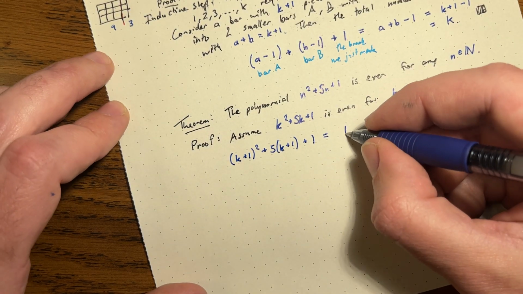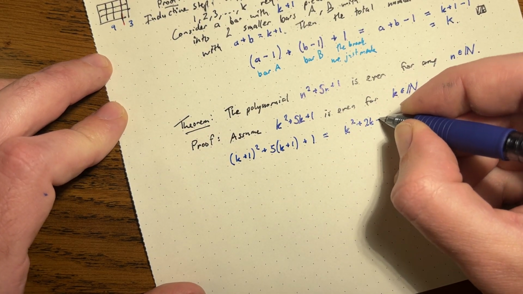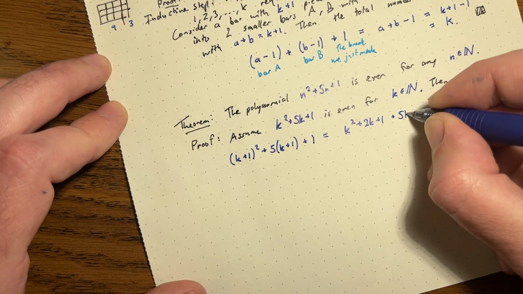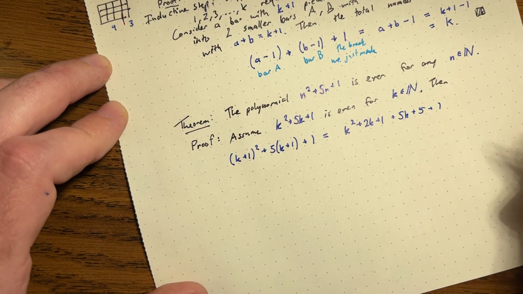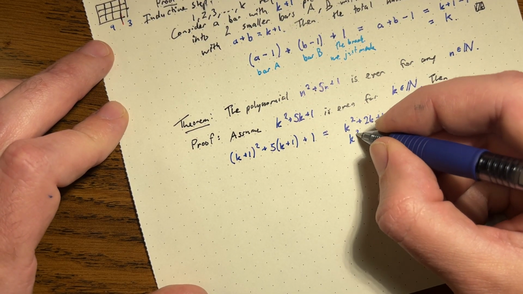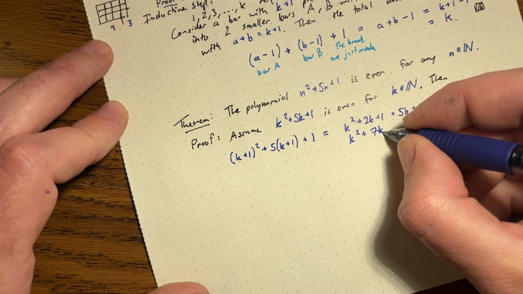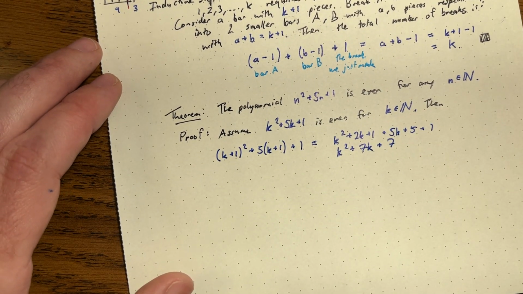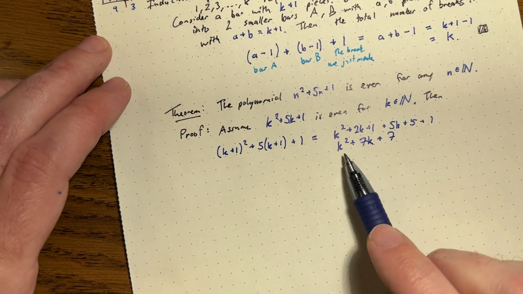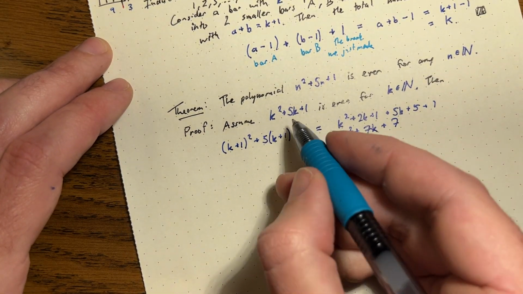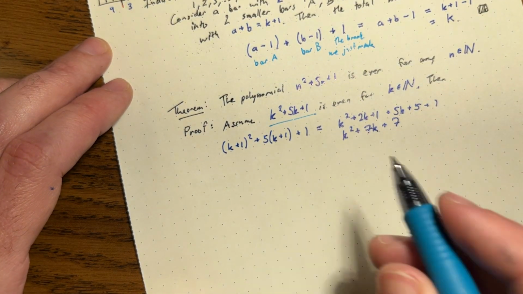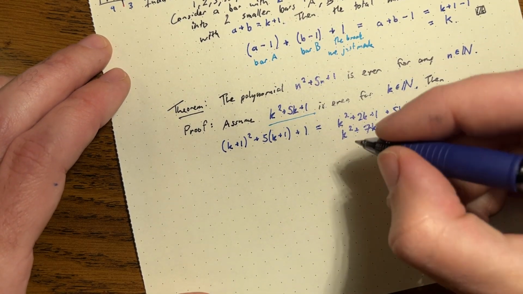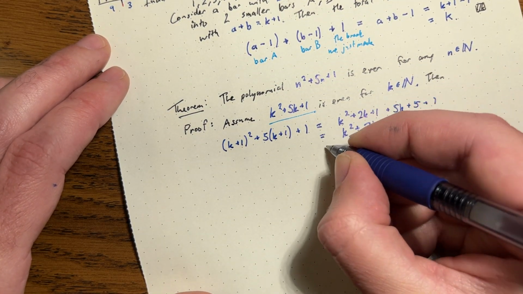And we expand this out. We get k squared plus 2k plus 1 plus 5k plus 5 plus 1. Let's collect the like terms. 7k plus 7. And I'm not sure whether or not this is even. I want to use my inductive hypothesis somehow. So here's how I'm going to use it. This is kind of a typical idea. It's a nice idea, though.